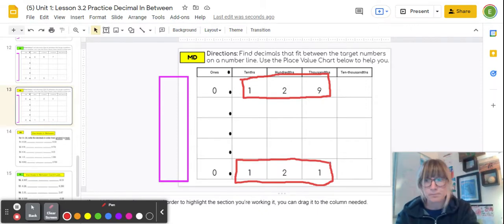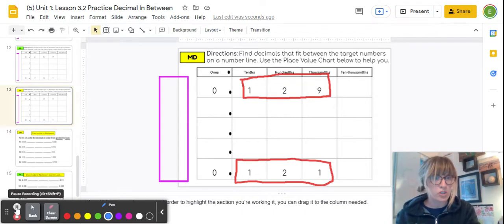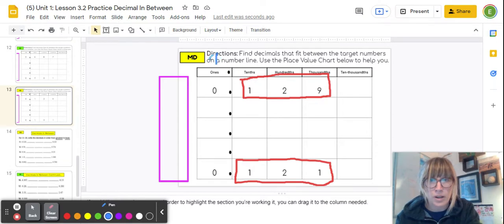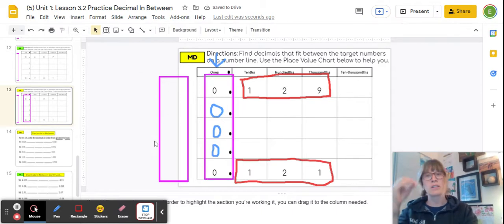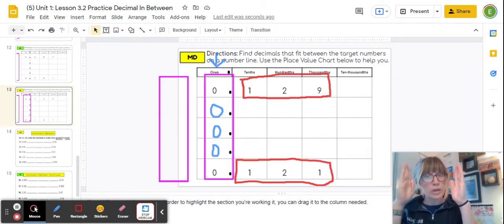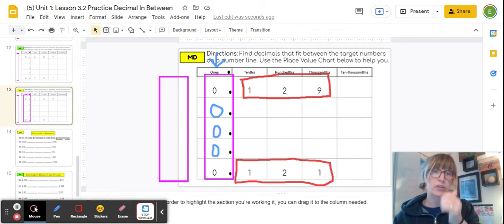So essentially, we're going from greatest to least. What we can do is think about where we're starting. We always want to start with our ones, or with our numbers that are biggest, furthest to the left. In this case, we have 0 ones and 0 ones in both of our numbers. So we know that the only thing that can go between those two targets is 0. So I just move this magenta boundary over to know that we already got that column good to go. We've checked it out.